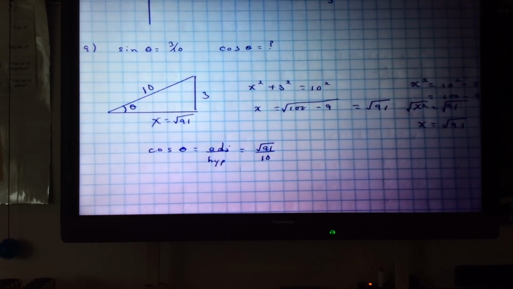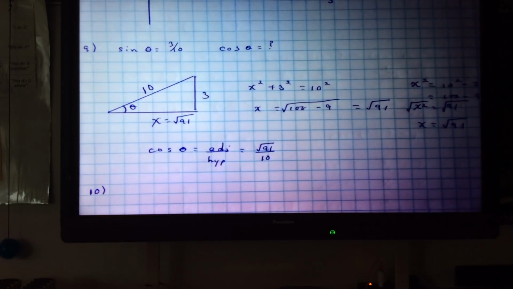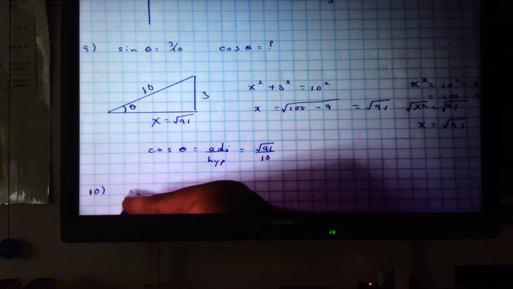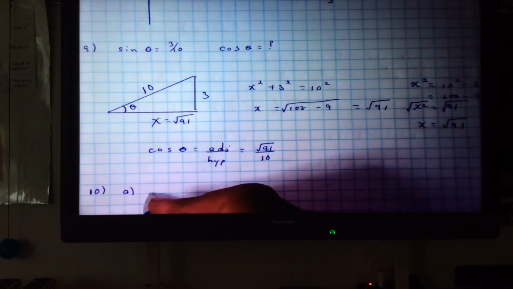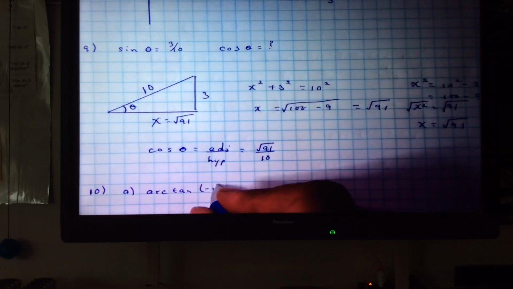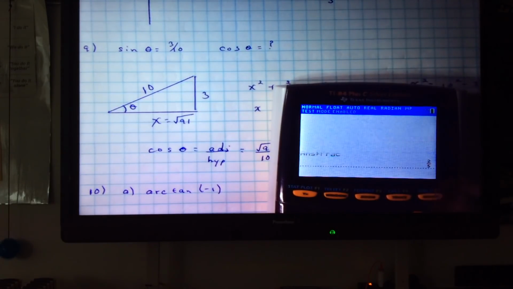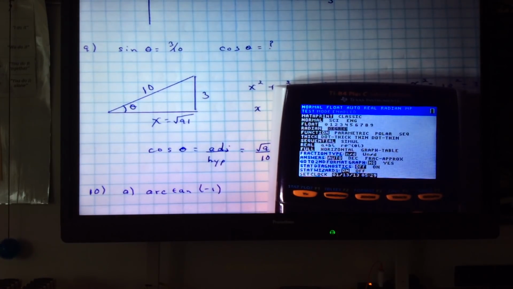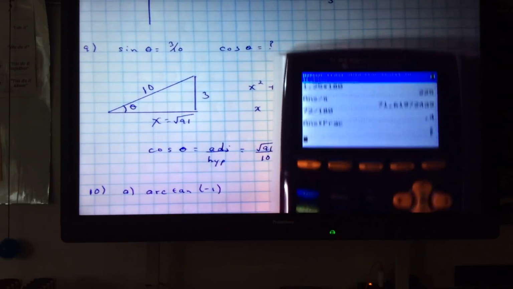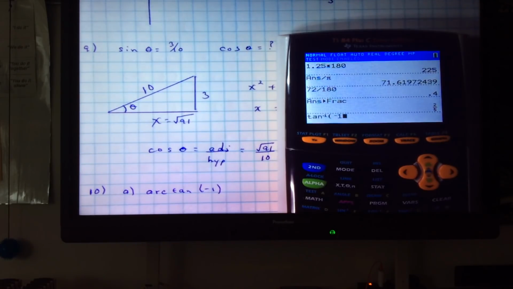Okay, number 10. Number 10 says determine the exact value of each. Now for something like this, I would use my calculator. So I want the arctan of -1. Now you have to make a choice. You can be in radians or degrees here. I'm going to stay in degrees, so I'm going to mode and go down to degree. Now remember, arc means tan inverse. So the tan inverse of -1 is -45 degrees.